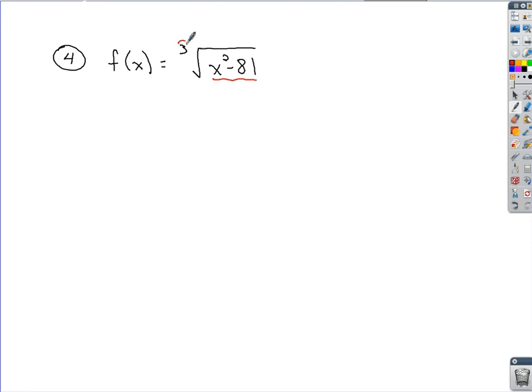If this is an even root, right? So if that's an odd root, domain, it's just going to be all reals. It's okay for that stuff under the root to be positive or negative because you can take the cube root of positive or negative stuff and even 0. So yeah, domain's all reals here because it's an odd root.